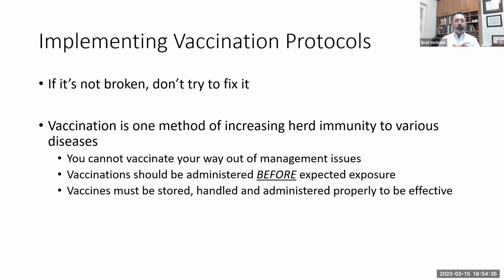Vaccines should always be administered before your expected exposure, because if you vaccinate after the exposure, you're too late, right? The whole idea is to prepare that cow for that disease. And we need to store vaccines, handle them, and administer them in the right way for them to be fully effective. Which might go without saying, but the modified live vaccines that we reconstitute are only good for about 6 to 8 hours after reconstitution. So you don't want to put the remainder in the fridge and use it the next day to vaccinate somebody else, because it will not be effective at that point.